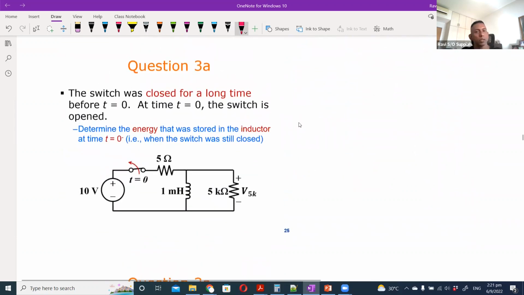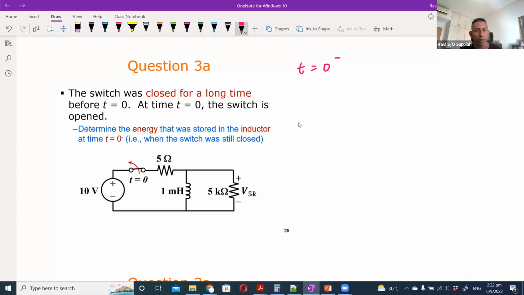Question 3. The switch was closed for a long time before t equals 0, when the switch is open. Determine the energy that was stored in the inductor at time t equals 0 minus. The same analysis: first we say at t equals 0 minus, it was closed for a long time.